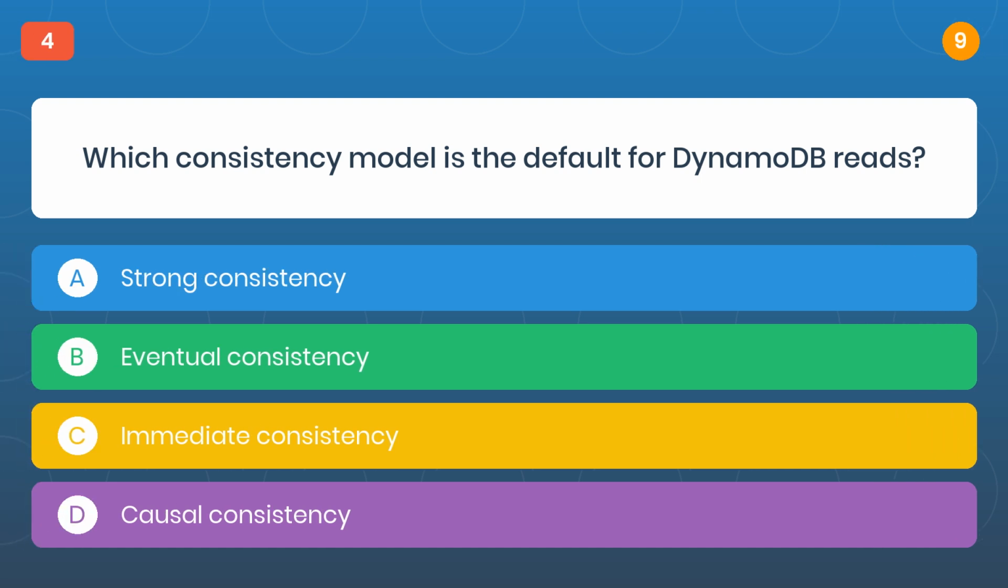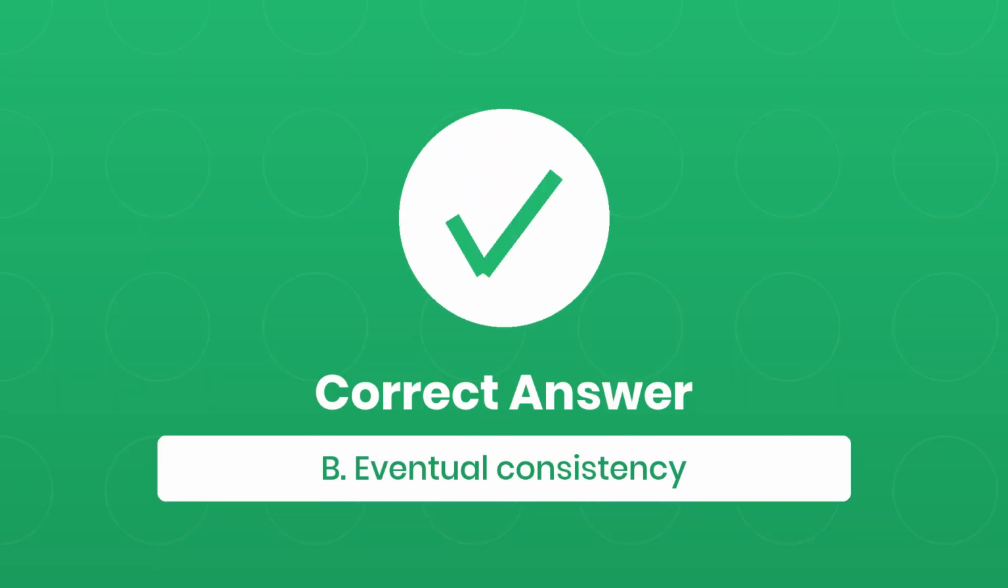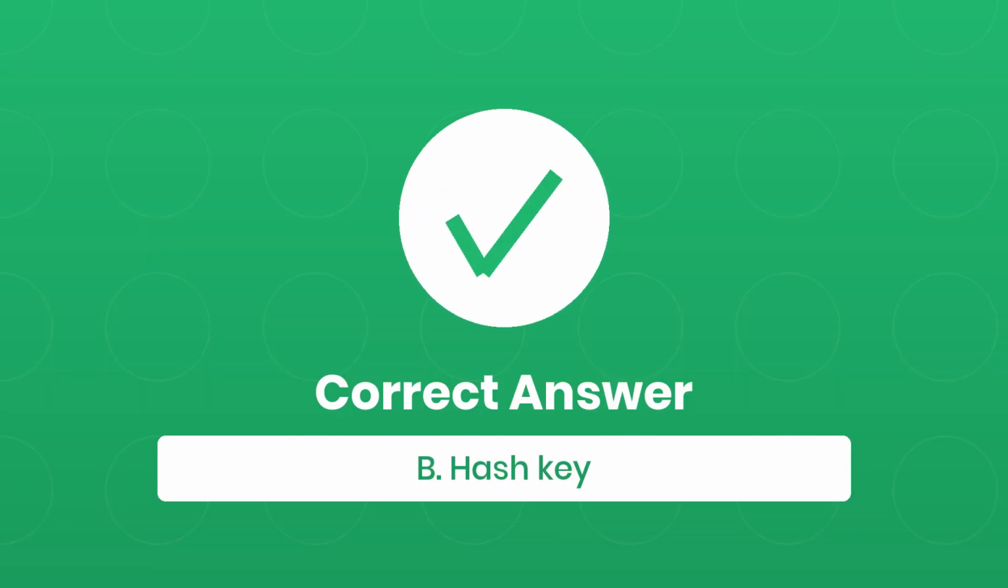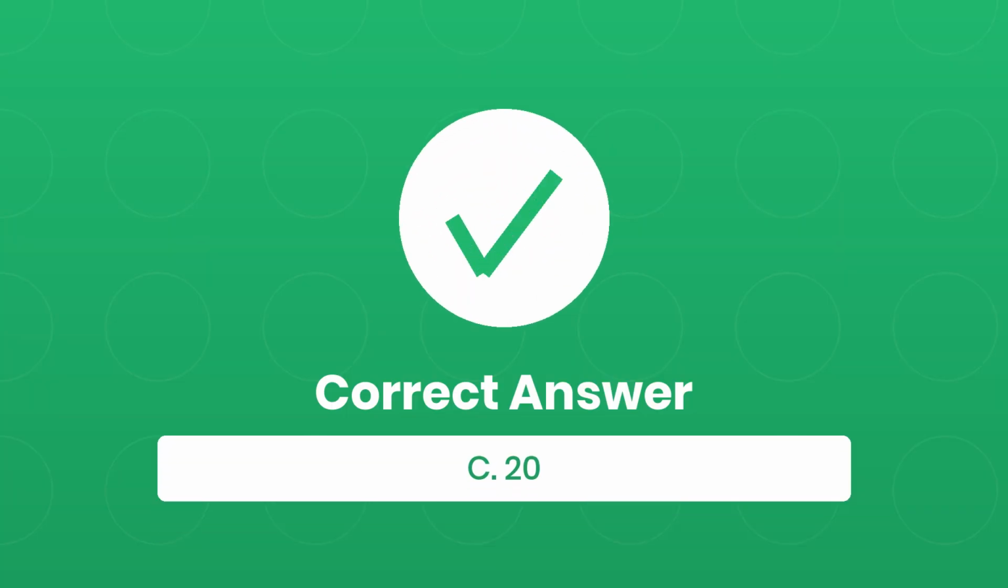Question 4. Which consistency model is the default for DynamoDB reads? The correct answer is B, eventual consistency. Question 5. What is a partition key also known as? The correct answer is B, hash key. Question 6. How many global secondary indexes can a table have? The correct answer is C, 20.